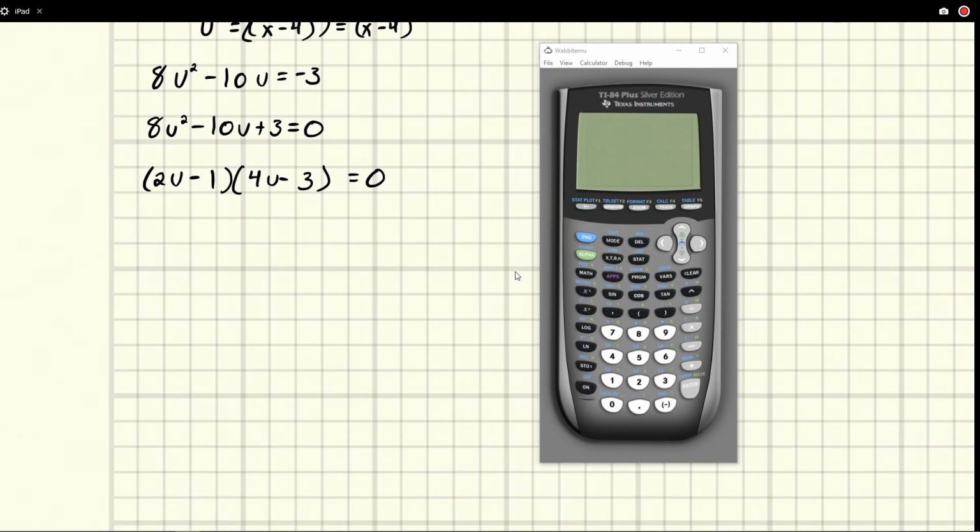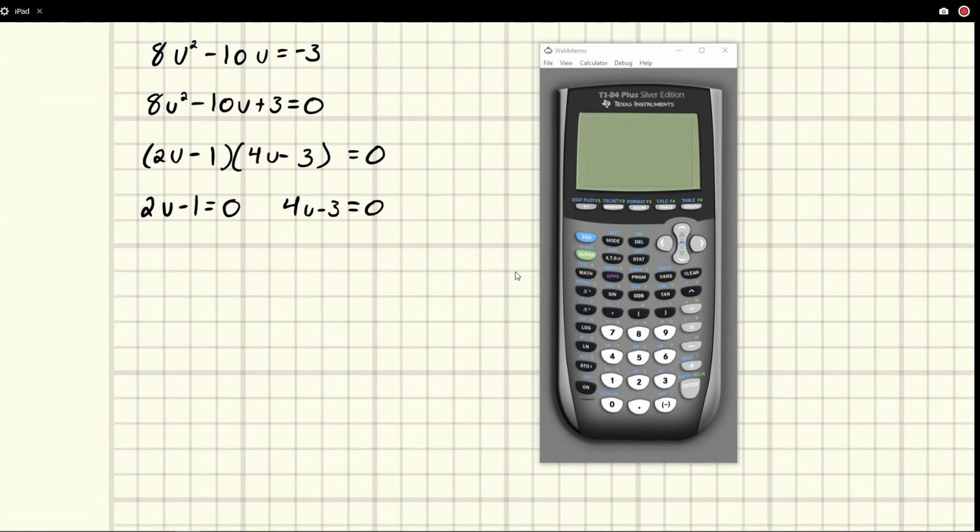So let's go ahead and do this. We'll use the zero factor property and set each of them individually equal to 0. And then we'll solve this. So we're going to add 1 and then divide by 2. So we'll get 1/2 on this side. And on this side, we're going to add 3 and divide by 4. So we're going to get 3/4 on this side.